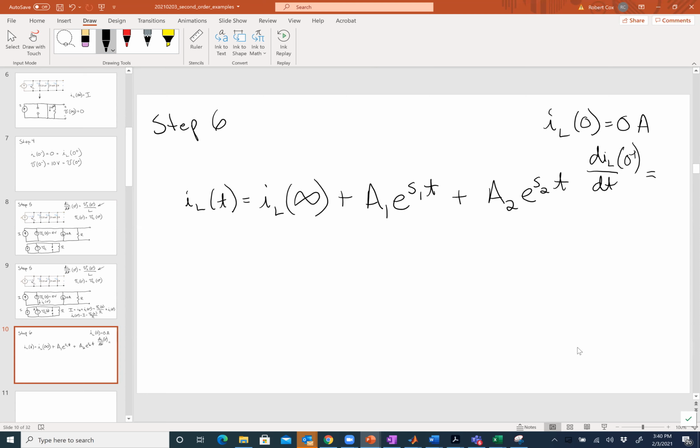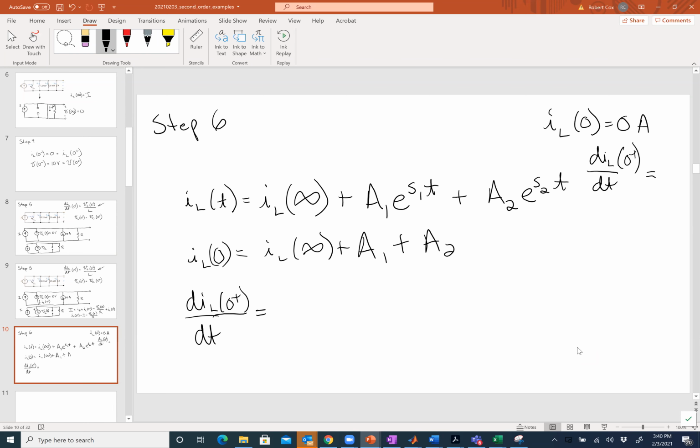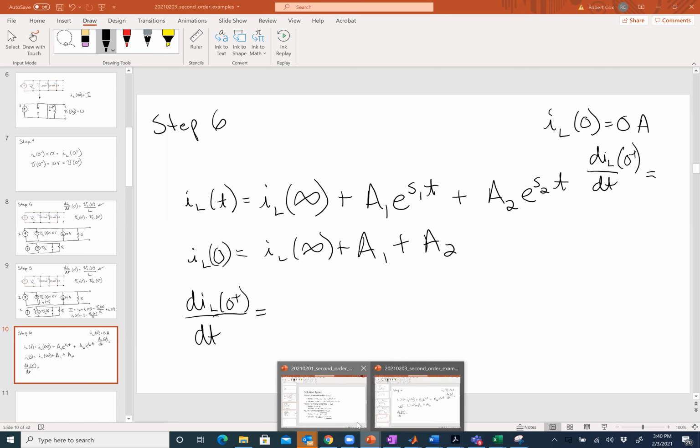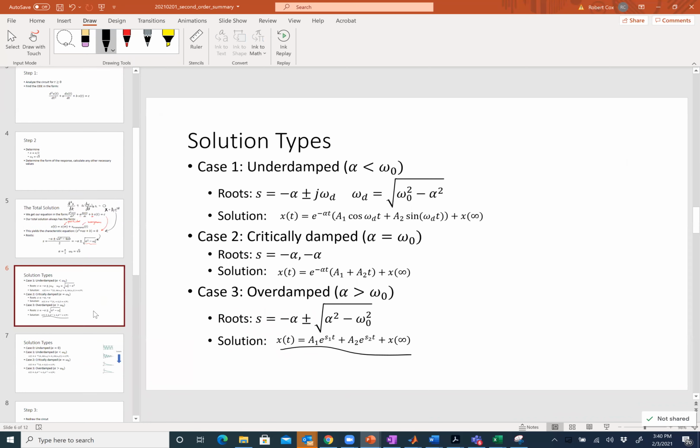So what I can do is get IL of 0 and dIL/dt of 0, and plug those numbers in. If I go into the top one, it's IL of infinity plus the exponentials. What happens to those exponentials when I plug in t equals 0? They become 1. So this becomes A1 plus A2. And then I have to take the derivative of that whole thing. I don't want to do that every time, because it is inconvenient.